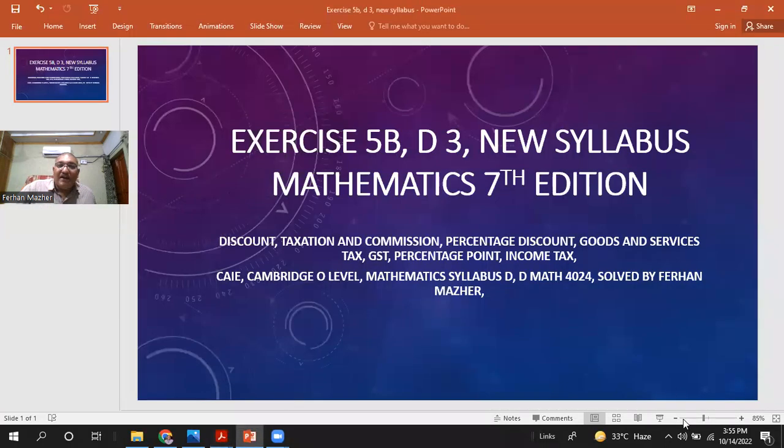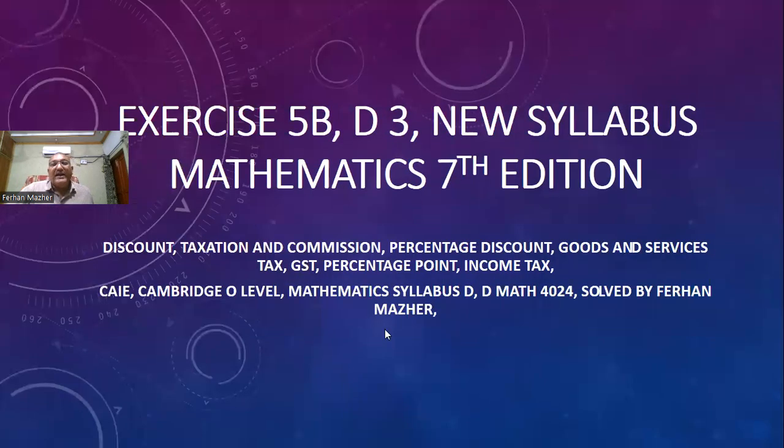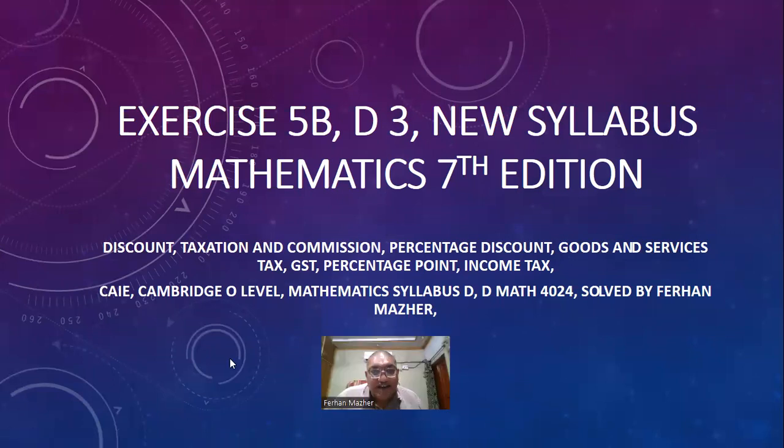My dear students, today we have completed exercise 5B from the book D3. The book is New Syllabus Mathematics 7th edition, published by the Oxford University Press. I have tried my best to explain how GST, property tax and income tax are calculated. We have done the questions which were in that exercise. I hope you have understood this.